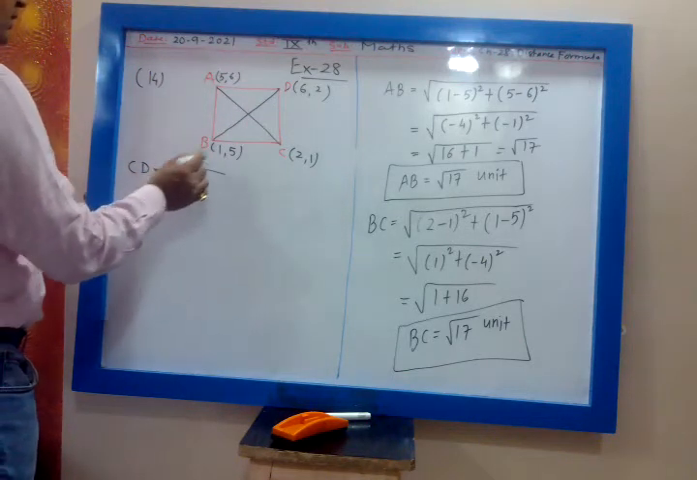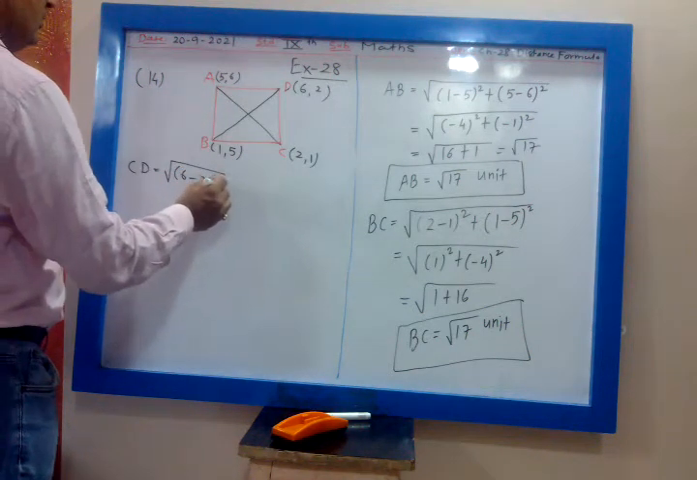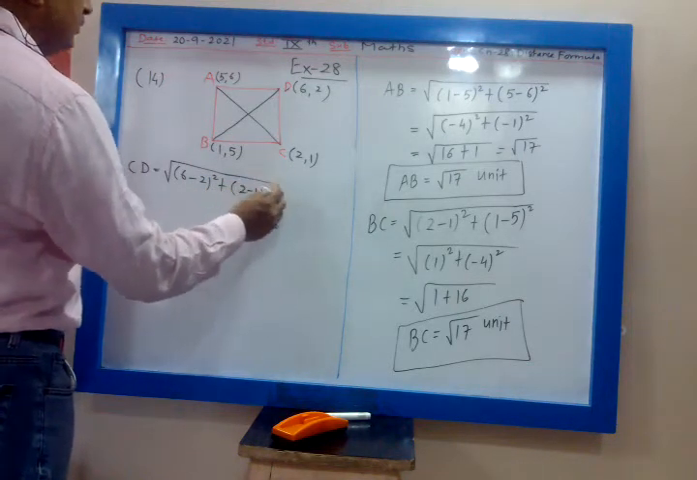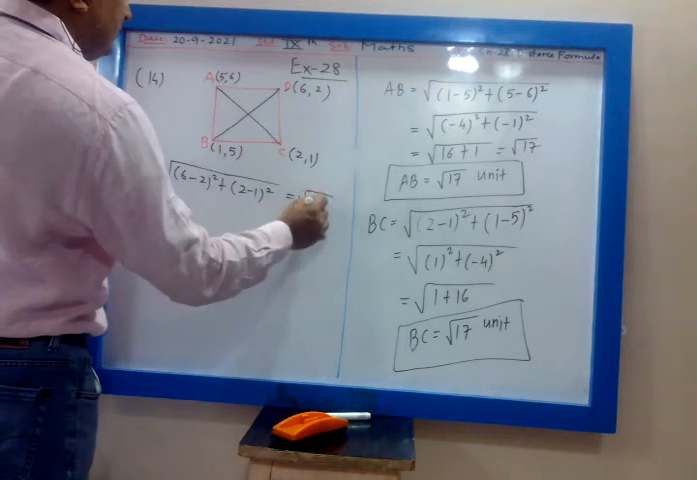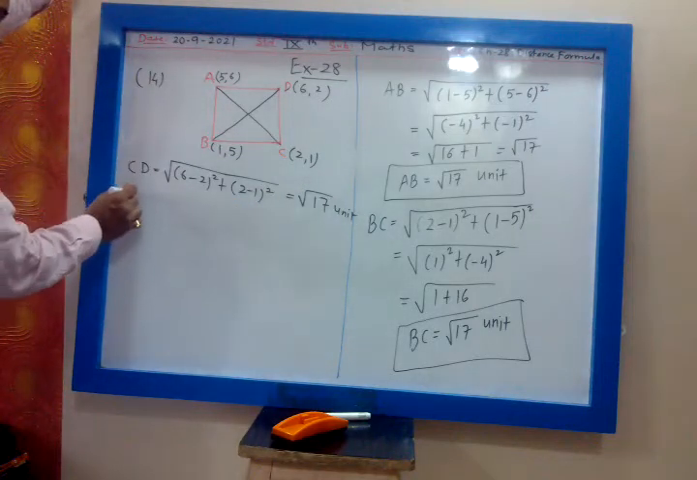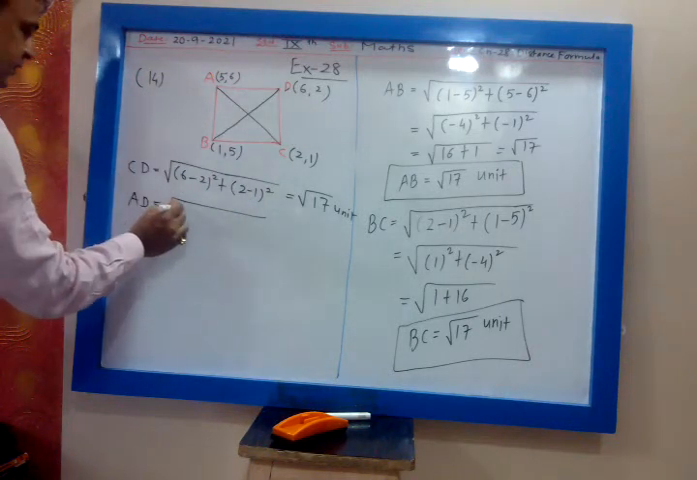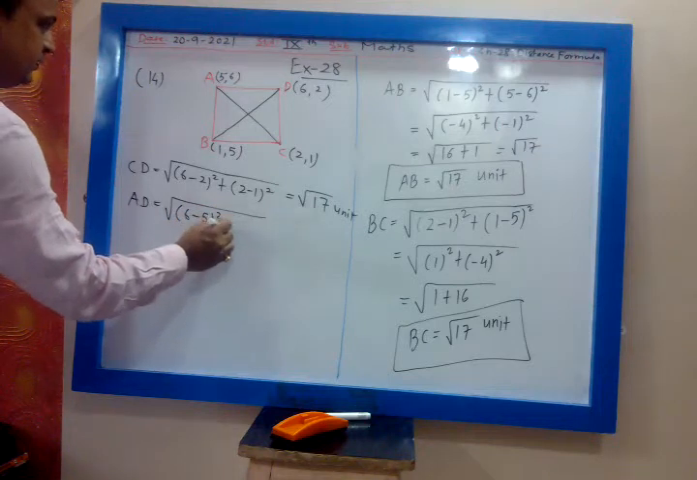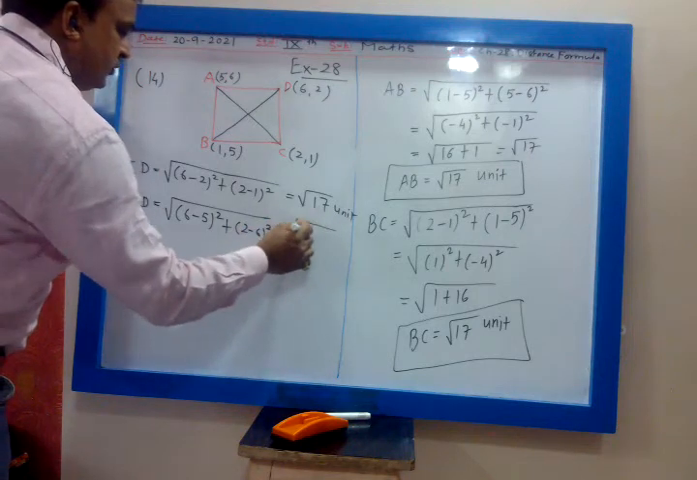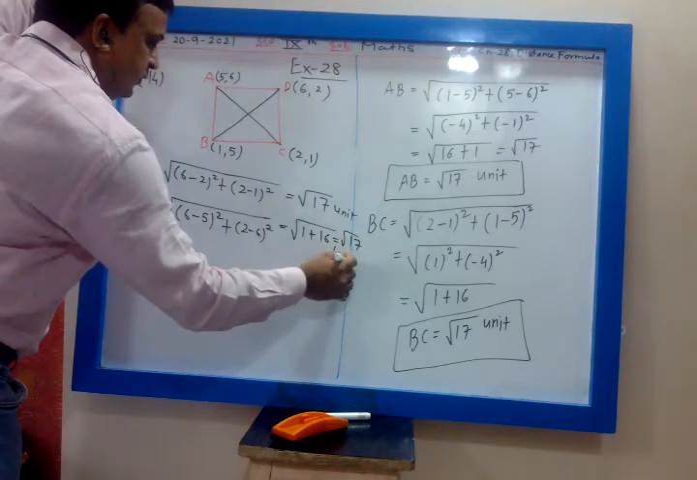Consider C and D and apply the distance formula. (x2 minus x1) square plus (y2 minus y1) square. (2 minus 1) square, 6 minus 2 is 4, 4 square. 16 plus 1, root 17. Let me write directly, root 17. Then AD. Consider A and D and apply the distance formula. (6 minus 5) whole square plus (2 minus 6) whole square, that will be 1 square, 1 plus 16, that is root 17 unit. So all the four sides are equal.